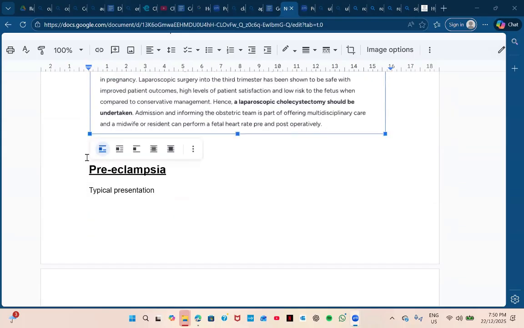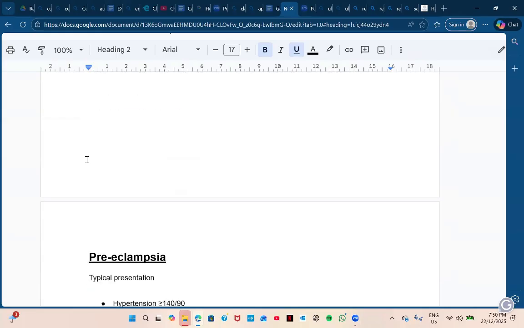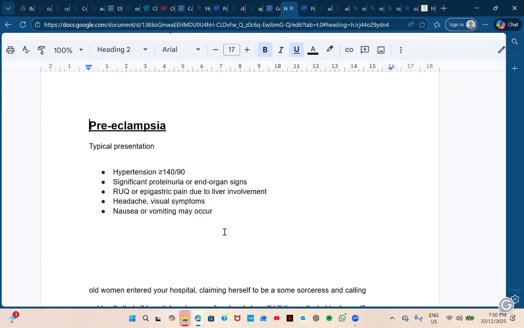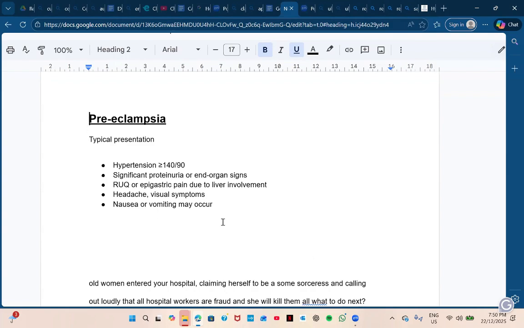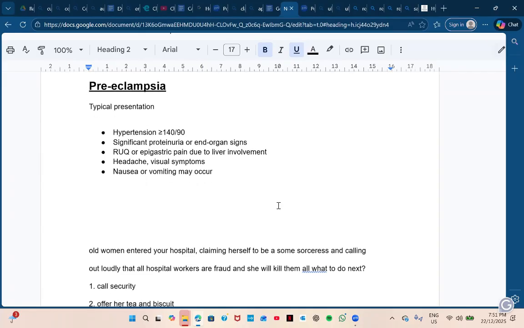And preeclampsia, just quickly discussing because we have so much to discuss. Preeclampsia: hypertension of 140 by 90 or more, with significant other organ involvement. I have shown the picture. Right upper quadrant or epigastric pain due to liver involvement, usually in HELLP syndrome. Headache, visual symptoms, nausea, vomiting may occur.